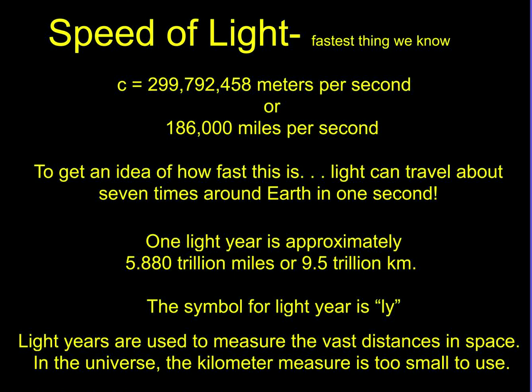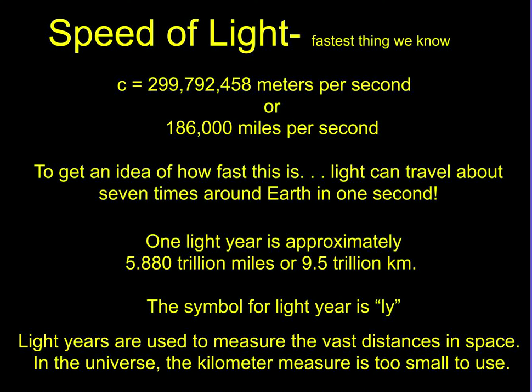So what do we need to know? Well, the speed of light is the fastest thing we know. And we use c to represent the speed of light, a little c. And that is 299,792,458 meters per second, or about 186,000 miles per second. To get an idea of how fast this is, you're going to understand that light could travel around the Earth 7 times in 1 second. So 1 light year is basically about 5.880 trillion miles, or 9.5 trillion kilometers.